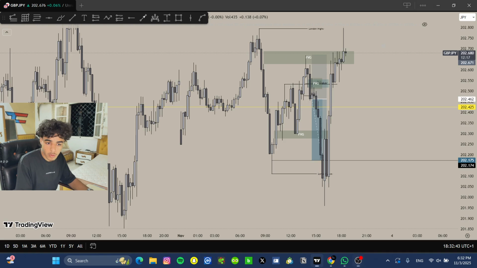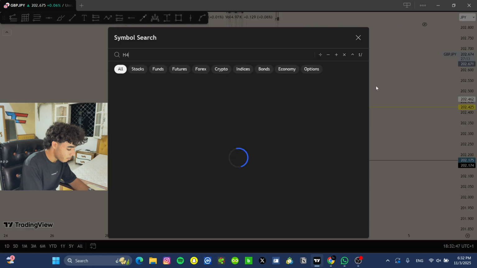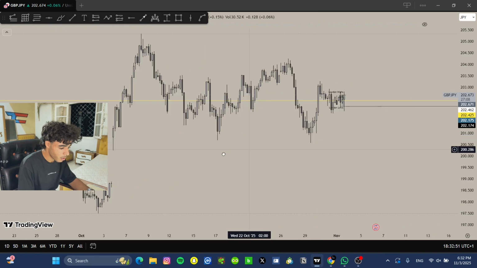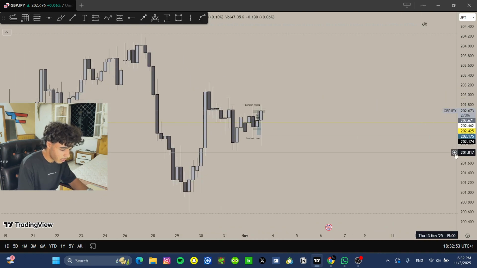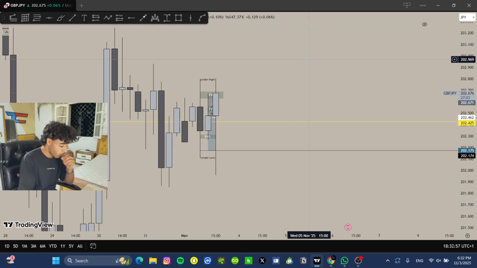First of all, I had a clear bearish bias due to the trend being bearish on the higher time frame. So I went to the higher time frame and set up my higher time frame liquidity.